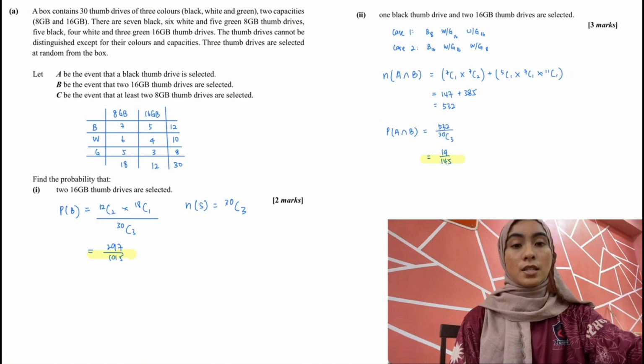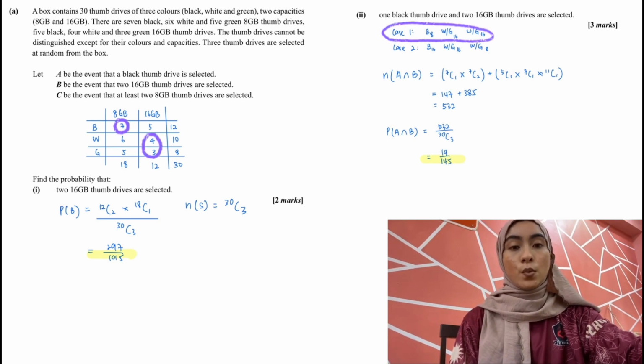The second question asks for one black thumb drive and two 16 GB thumb drives. In this question, we have two cases. For the first case, one black thumb drive with 8 GB, and white or green thumb drives with 16 GB, and white or green thumb drive with 16 GB. In the second case, we select one black thumb drive from 16 GB, a white or green thumb drive from 16 GB, and a white or green thumb drive with 8 GB.